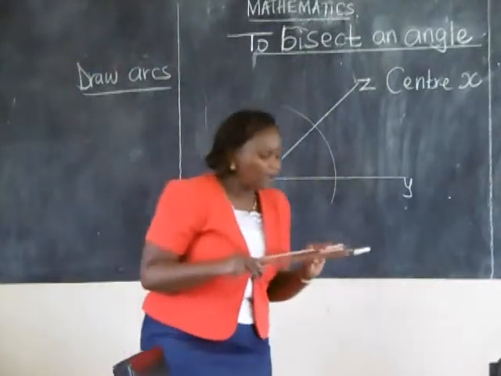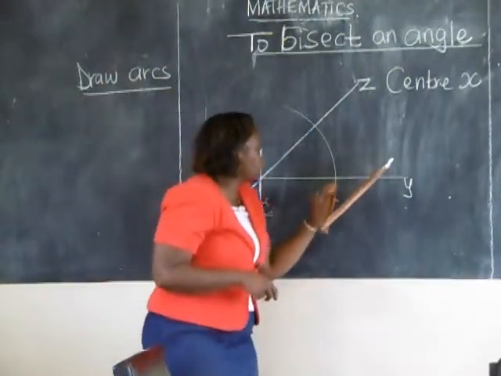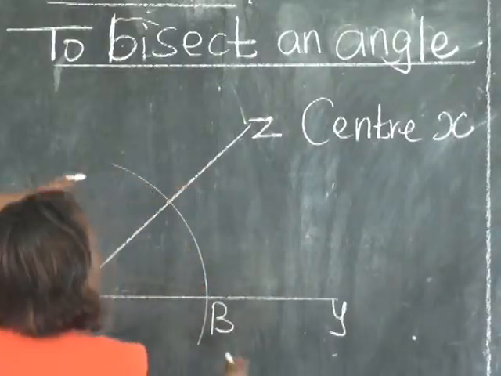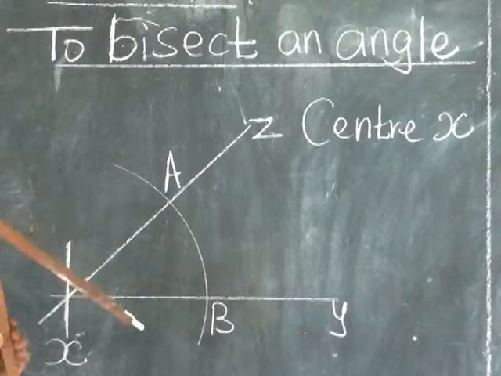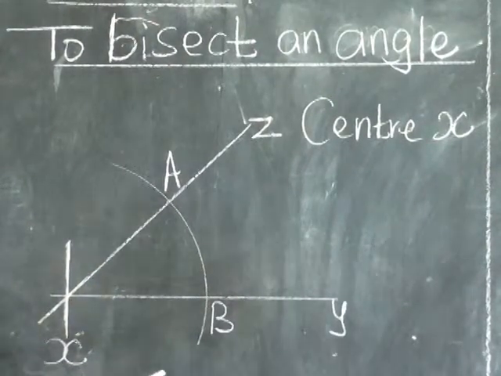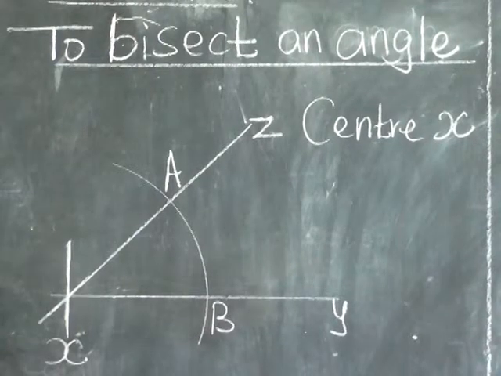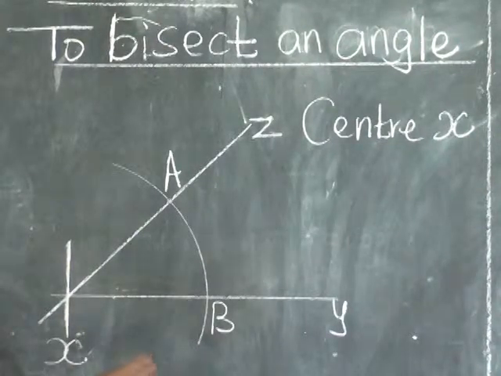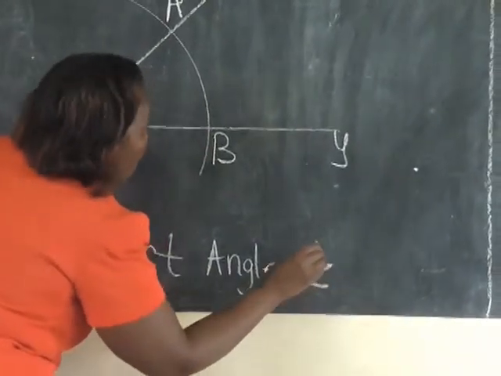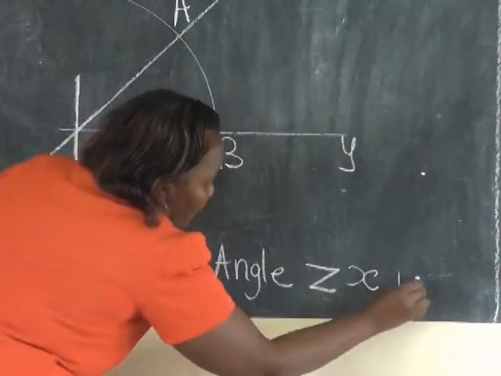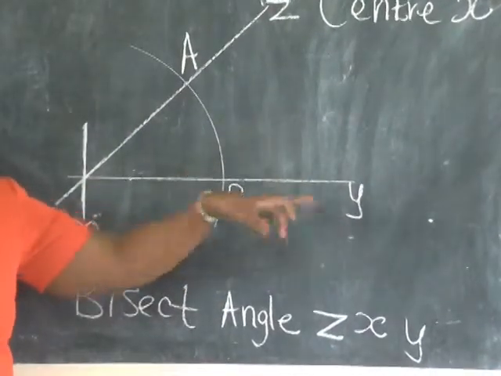So using your pair of compasses, we started with this diagram. You place it at point B. This is B. We are also going to give our point here a name, and we are going to call it A. Are we together? Good. Now we want to bisect. We have said to bisect is to divide something into equal parts. So we want to bisect angle ZXY. We want to bisect angle ZXY. Boys and girls, are we together?